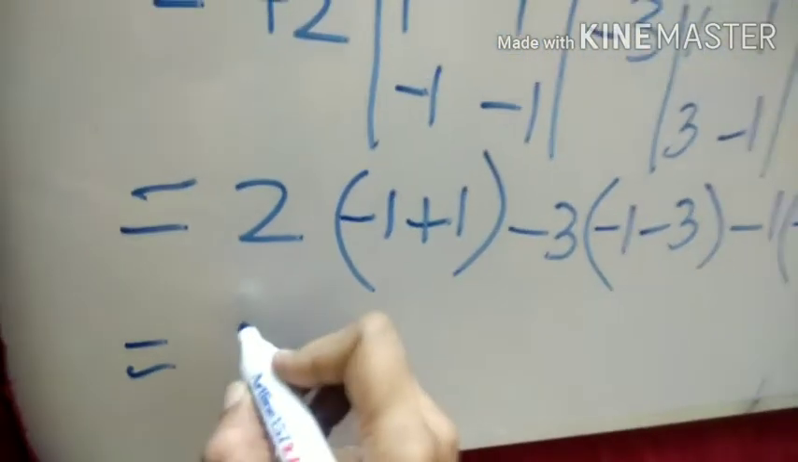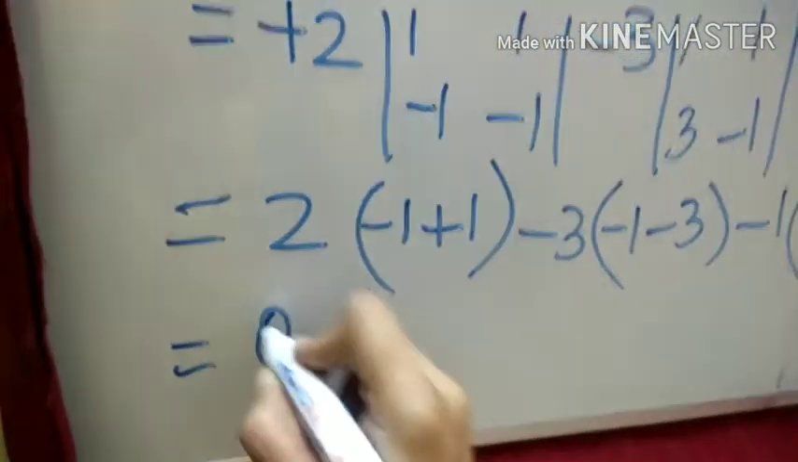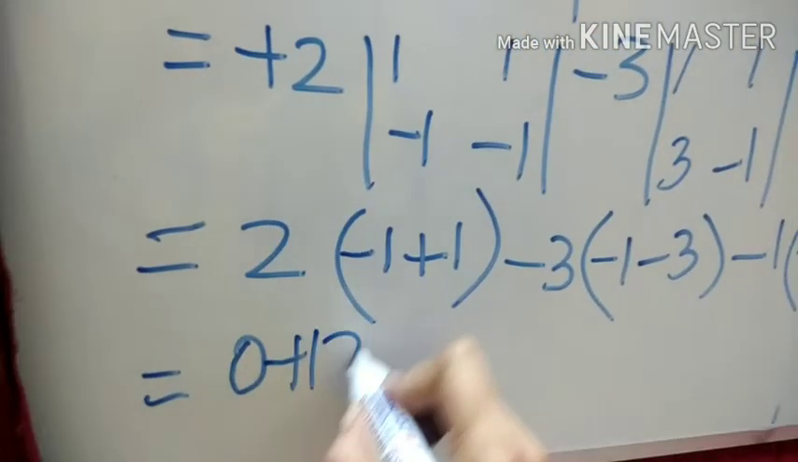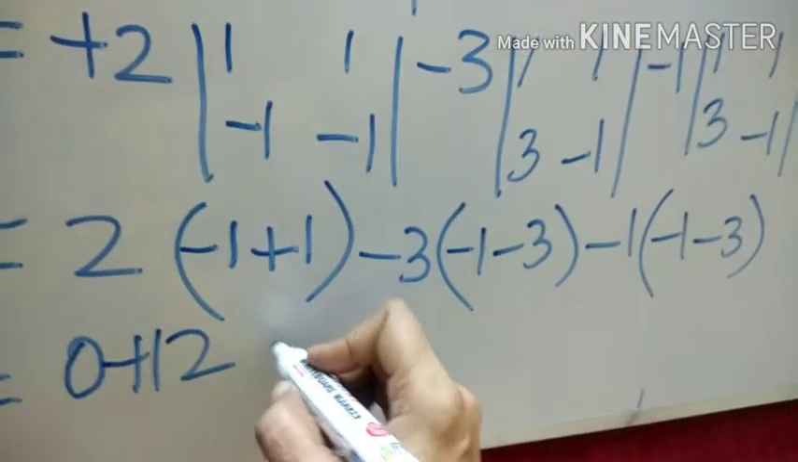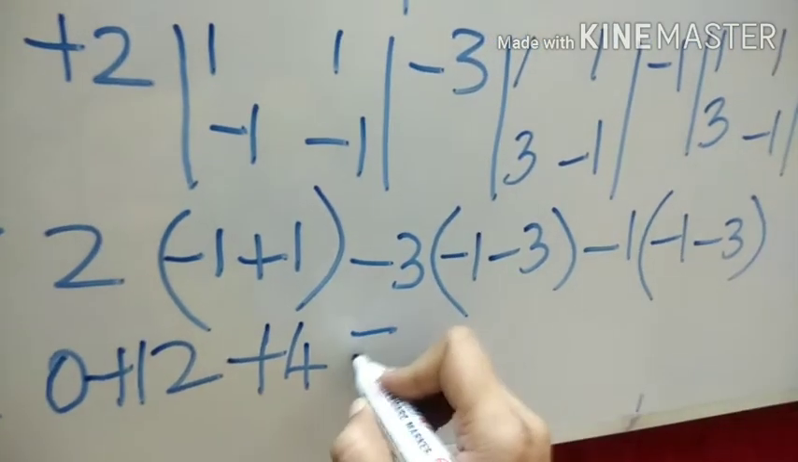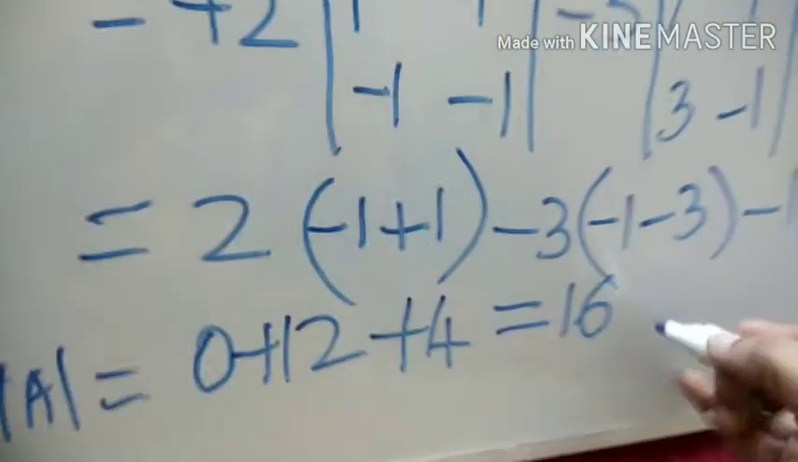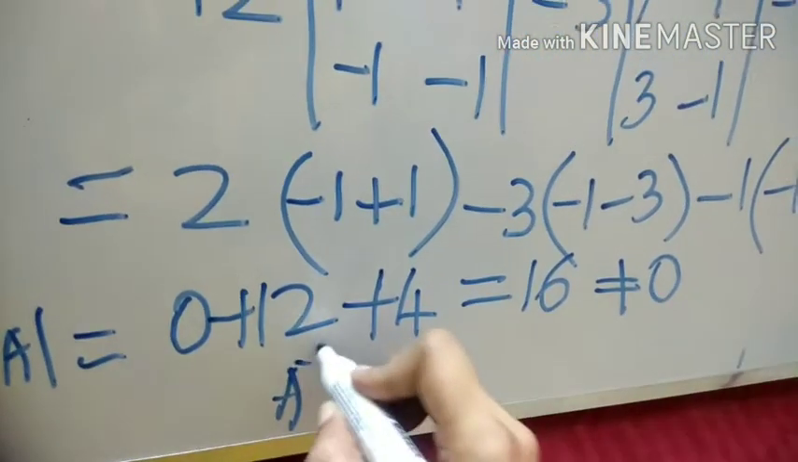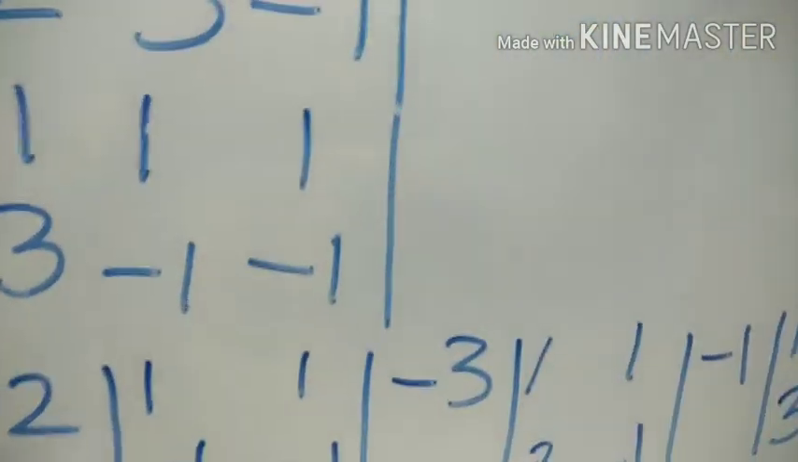Simplifying the answer. This is 1 minus 1, that is 0. 0 into any number is 0. So write just 0. Minus 1 minus 3 is minus 4, into minus 3 is plus 12. Minus 1 minus 3 is minus 4. Minus 4 into minus 1 is plus 4. Altogether I get 16 as my determinant value. So determinant A is equal to 16, which is not equal to 0. Therefore A inverse exists. Now we are going to do the procedure for A inverse.